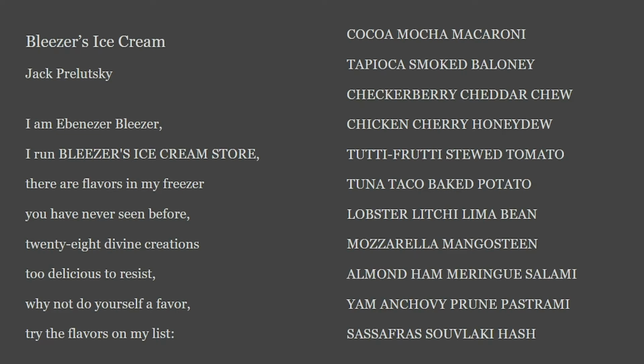In the first line, we learn the narrator's name is Ebenezer Bleezer, and he owns an ice cream store. This poem is very direct in telling us this. Why do you think the author chose to structure his poem like this? We also learn that he owns an ice cream shop, which has very interesting ice cream flavor combinations in his store. Pause the video and write down what this makes you think or feel about Bleezer, and what you think his personality may be like. One thing this could indicate is that he is creative or has a unique personality.